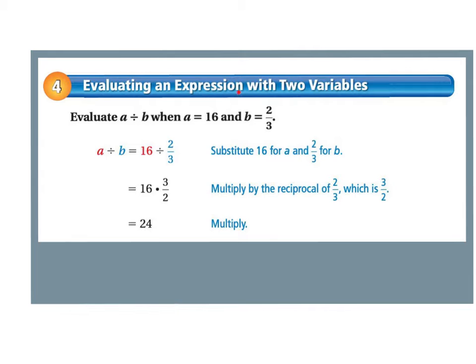So evaluating an expression with two variables. Evaluate a divided by b when a equals 16 and b equals 2/3. So we have a divided by b. We just have to substitute both of them. So we're going to substitute 16 for a and 2/3 for b. And then we multiply by the reciprocal because it's division. So you keep, change, flip, and then you multiply, and then when you simplify, it equals 24.